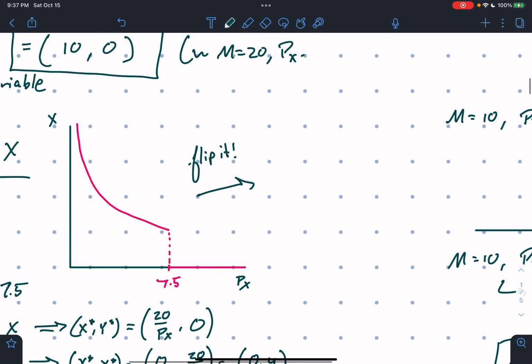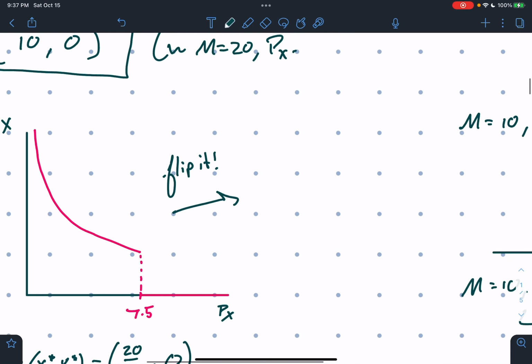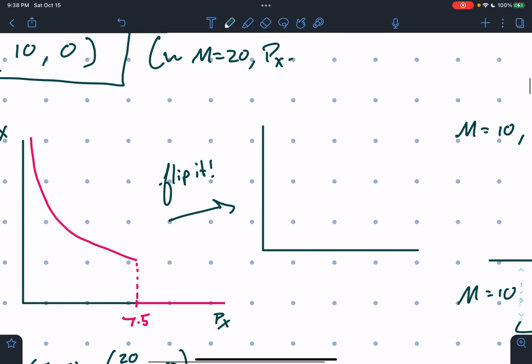So I'm going to zoom in a bit just because I'm running out of space here. So the demand curve, what I do is I just flip this graph. I'm going to plot x on the horizontal axis, px on the vertical axis.